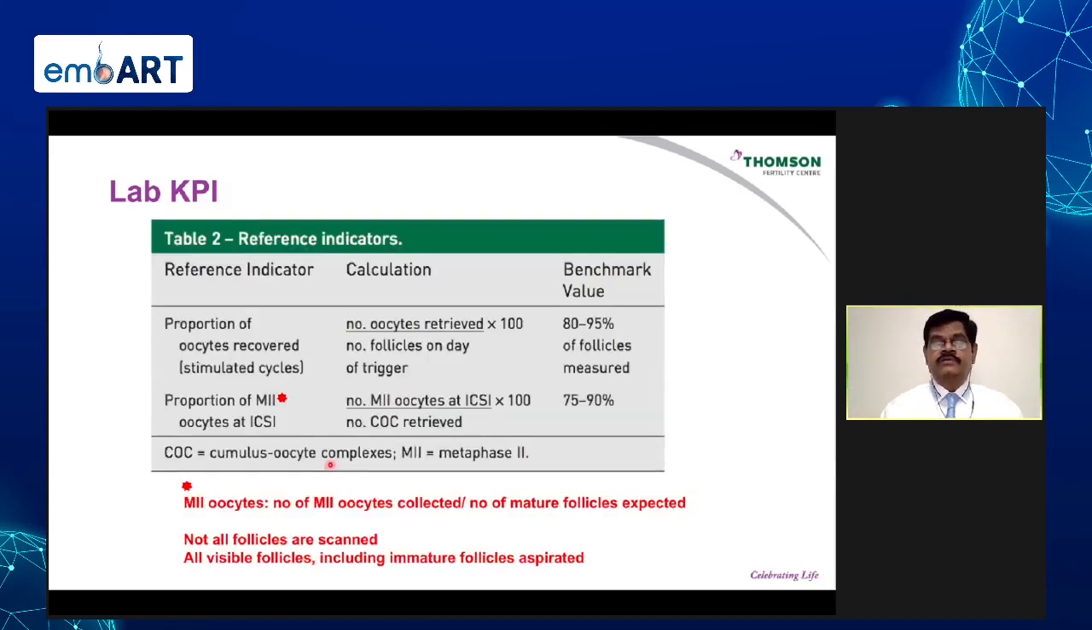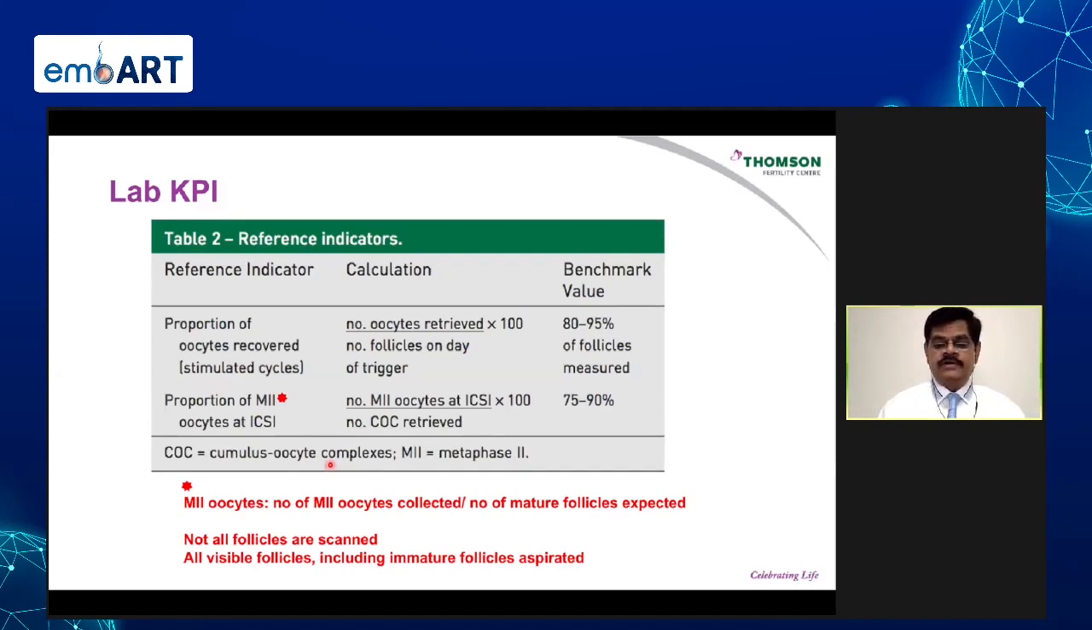Right? To start with, we have some of the reference indicators. The first one that always comes to our calculation is the proportion of oocytes recovered, where you calculate the number of oocytes retrieved upon the number of follicles you expect on the day of trigger, and then the percentage is your proportion of oocytes recovered. It is supposed to be 80 to 95% of the follicles measured.